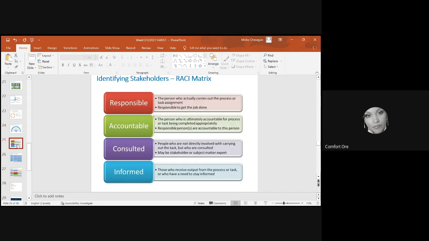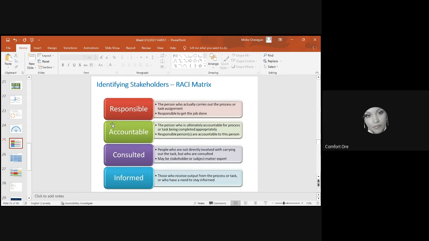All right. So identifying stakeholders. The stakeholders that are involved in a project usually should be responsible. They will be accountable. They should be consulted, and then they should be informed. However, not all stakeholders should be responsible. Not all stakeholders need to be accountable. Not all stakeholders are consulted, but all stakeholders should be informed. Why do you think this is?